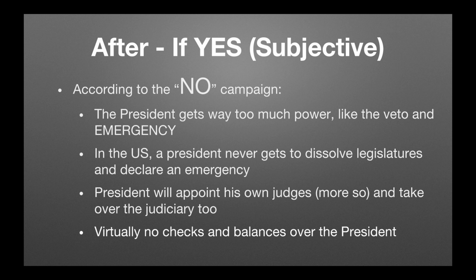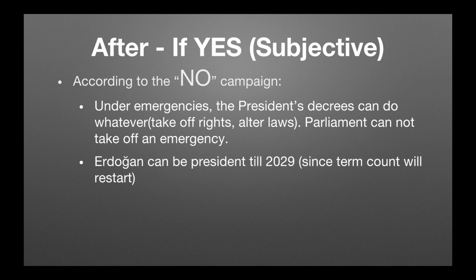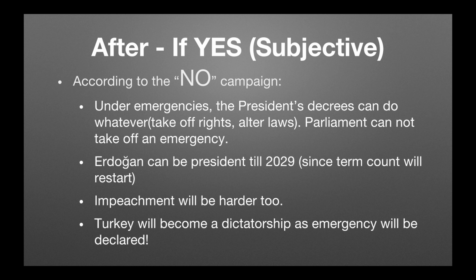And while the president takes over, there's virtually no checks and balances, and therefore the president can smoothly take over the government. In an emergency, the president is even more powerful because then decrees can even change laws. Plus, the current president can stay president till 2029. Plus, impeachment will be harder as well, so while the president is taking over the government, the assembly can basically do nothing. Therefore, as soon as emergency is declared, Turkey will turn to a dictatorship, anarchy everywhere, rockets red glare, the bombs bursting in air, Turkey is overrun.